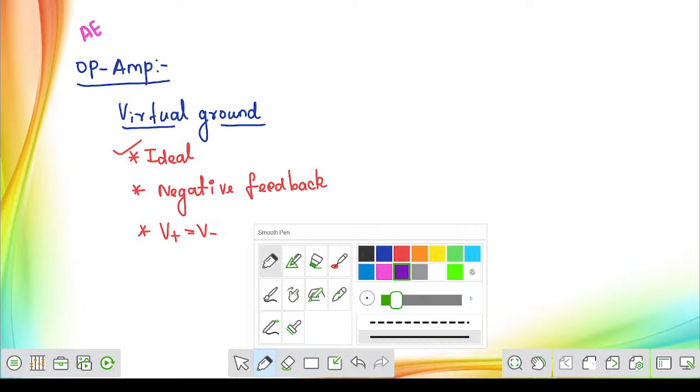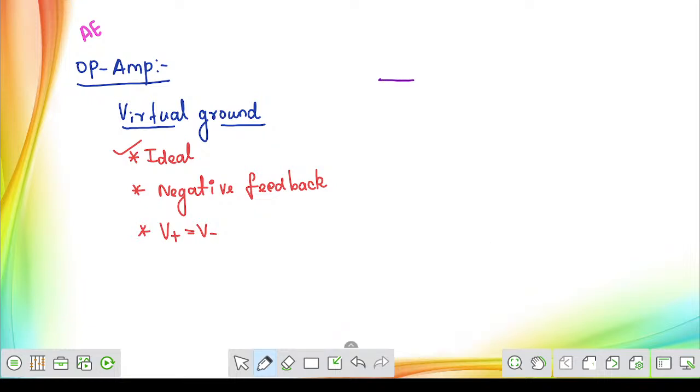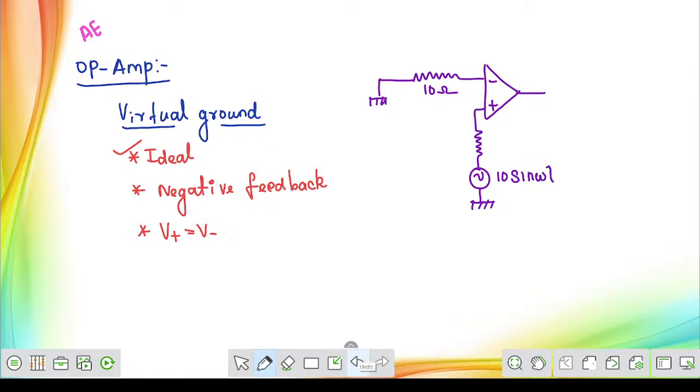For an example, I will be taking one general circuit for your understanding. Let us assume there is a resistor given to us and it is directly connected to the ground, and this value is 10 ohm. After that, this resistor has been directly connected to the op amp. This is the inverting terminal and this is the non-inverting terminal. The non-inverting terminal has been connected to a supply voltage, Vm sin omega t, and let us take Vm as 10, so 10 sin omega t. The value of the resistance given here is 5 ohm.